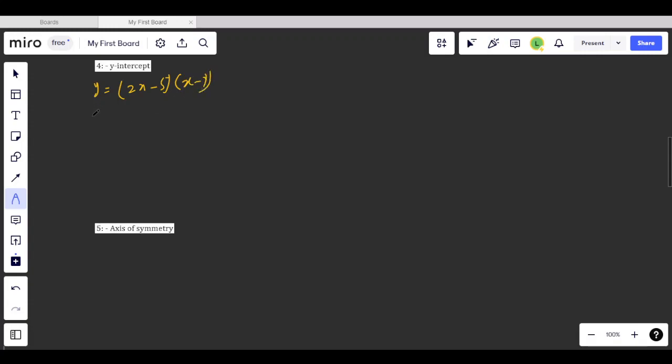Now, to find the y-intercept, we're going to put x is equal to 0. The y-intercept is the point where the graph crosses the y-axis. So wherever the graph crosses the y-axis, that point will have x coordinate 0. So putting x is equal to 0, we have y is equal to 2 into 0 minus 5, 0 minus 5.